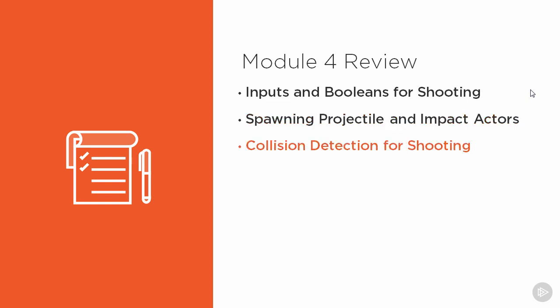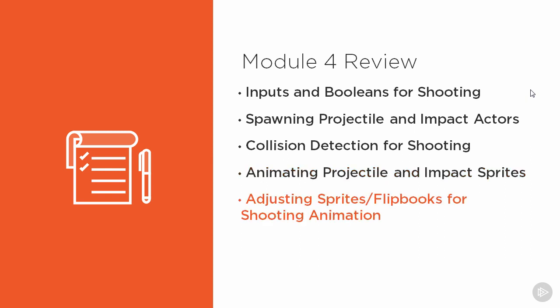We also looked at collision detection for shooting. Here we created collision events and checked for collision types to determine when to spawn an impact actor. We looked at animating projectile and impact sprites. This involved importing sprites for them and animating them in the Flipbook editor. We also looked at adjusting sprites and flipbooks for shooting animations. This showed how we can fix sprite offsets when certain keyframes are misaligned. And finally, we looked at syncing the keyframes for shooting, where we showed how to synchronize the projectile launch with a desired keyframe in the shooting animation.